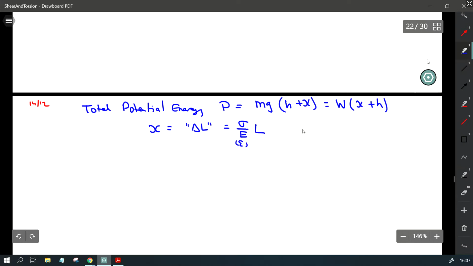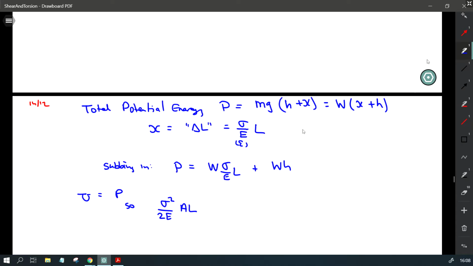Okay. So I can substitute that in and I get the potential energy is equal to W times sigma over E times L plus, well, WH. So therefore, we can write that the strain energy is equal to P. So sigma squared over 2E times the volume, which is the area times the length. So this is only really good for bars which have that formula for their length. That's all equal to, just rearrange that a little bit.